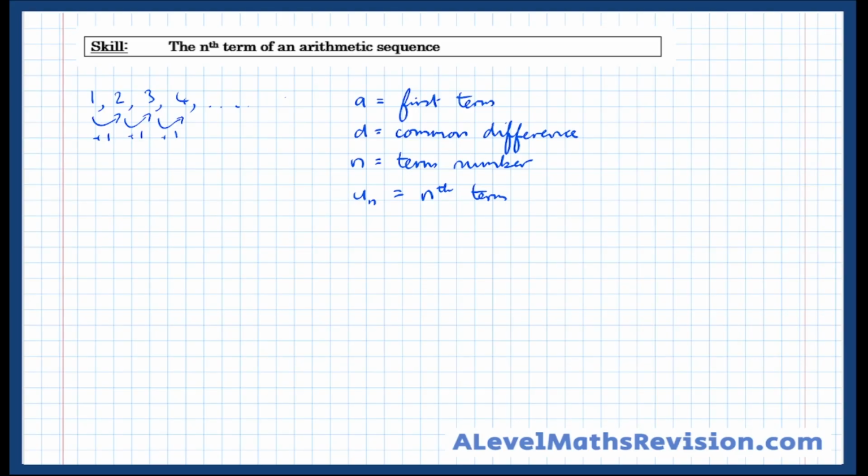So in this sequence here, we can see that U1 is 1, U2 is 2, U3, the third term, is 3, and so on. What we've also got in this sequence is that A is the first term, which is equal to 1. The common difference is 1 also. So just a bit of notation. A is the first term, D is the common difference, N is the term number, and UN is the nth term.